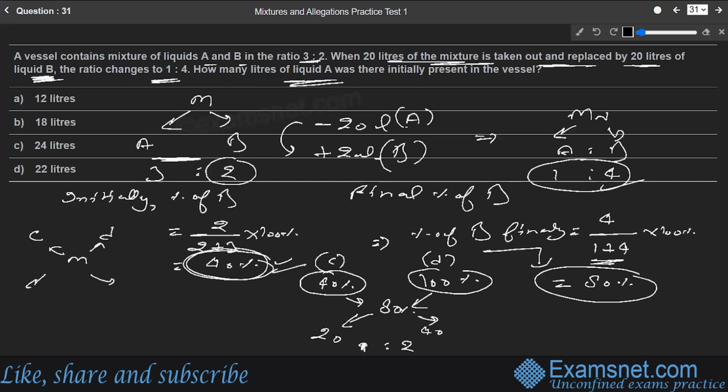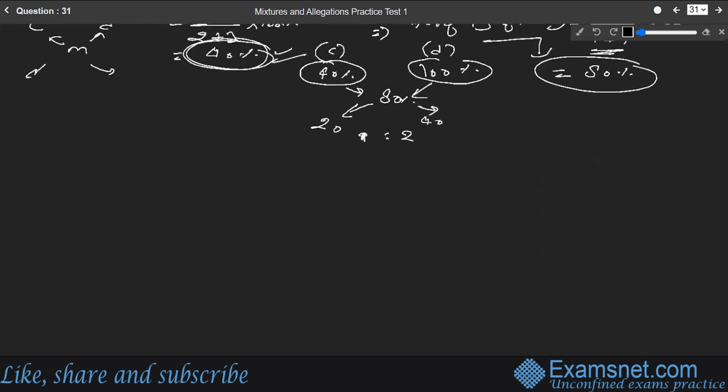What had they asked for us? How many liters of liquid A were initially present in the vessel? So let us take it further. Now 1 is to 2 is the ratio between the already present liquid B and the liquid B that has been added further. Now the total quantity that will become will be how much? Total quantity will be 10 plus 20 is equal to 30 liters.